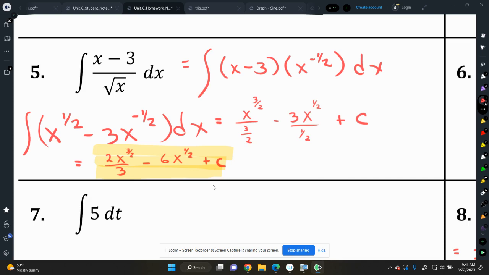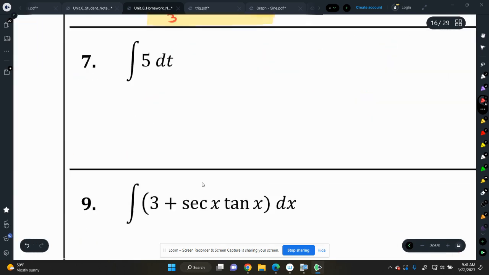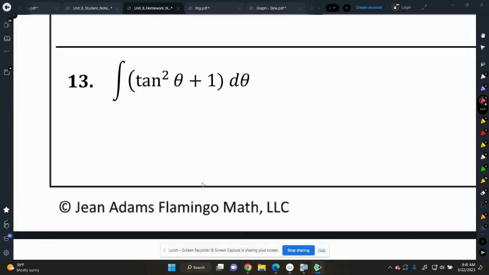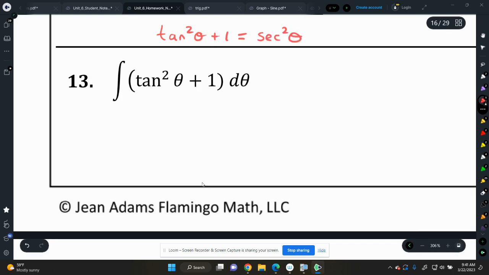Okay, I'm sorry, Ben. Which one did you ask for? I think it was 13, which was the tangent squared. Tangent squared one? So the key here is you've got to know your derivatives, right? This is a tricky one. We have to rewrite this because I can't take the derivative of anything and get tangent squared. But I know that tangent squared plus 1 is equal to secant squared. Yes, that's one of our Pythagorean identities.